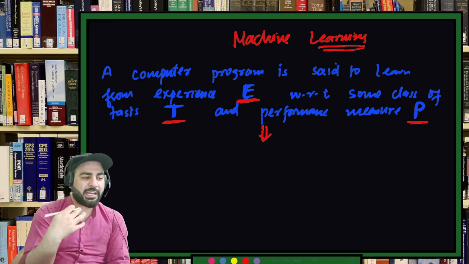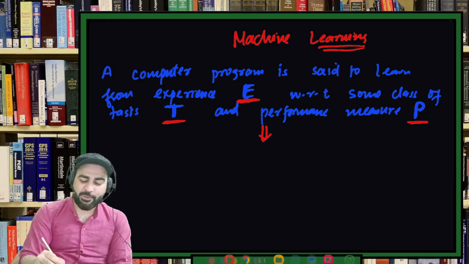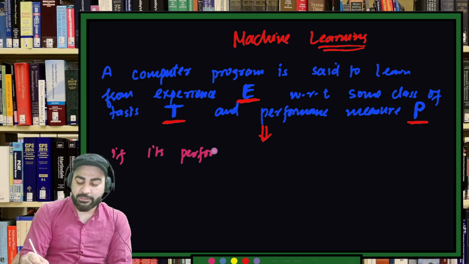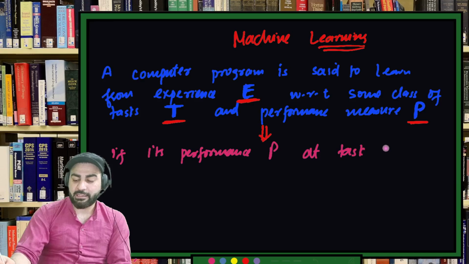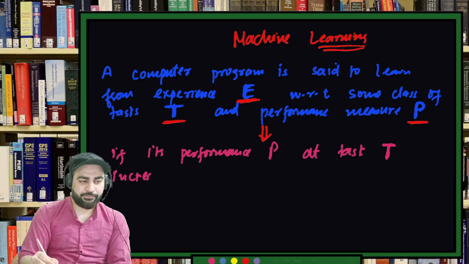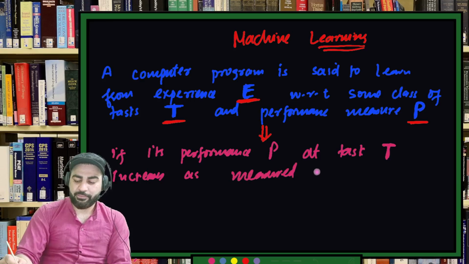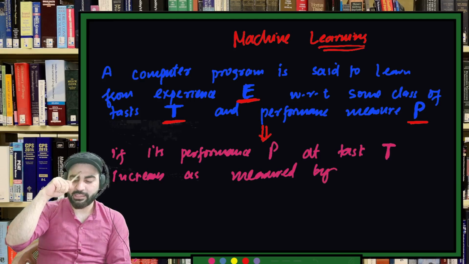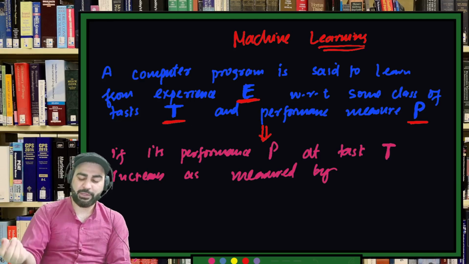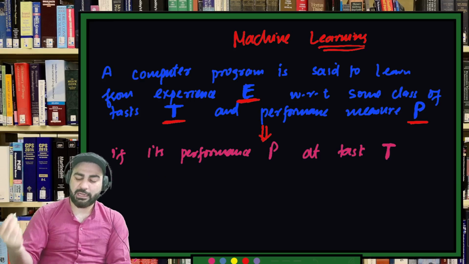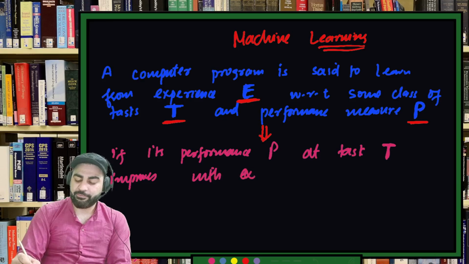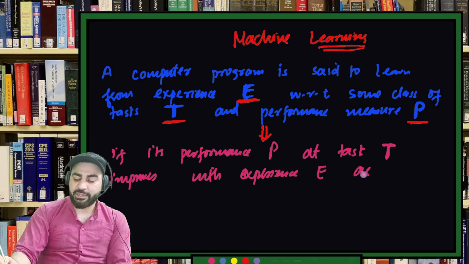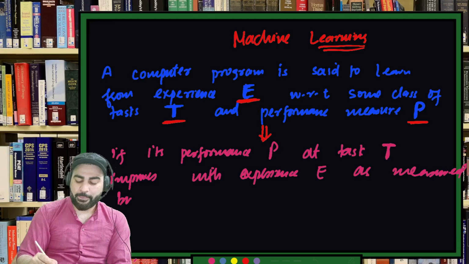So what is he saying? Now the second part of the definition goes like this: if its performance, that is P, increases at task T, as measured by P, and its performance at task T improves with experience E, as measured by P.